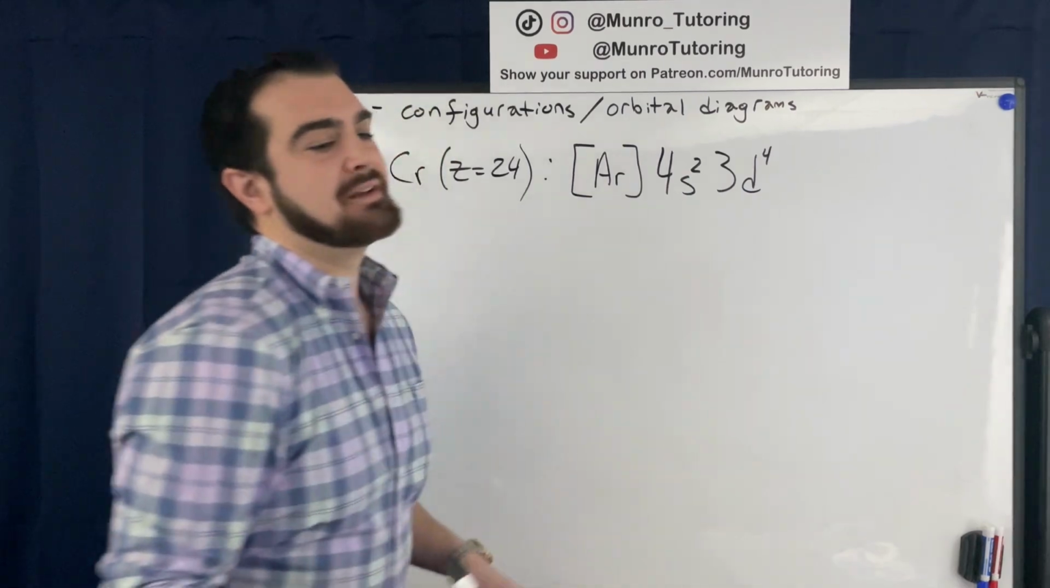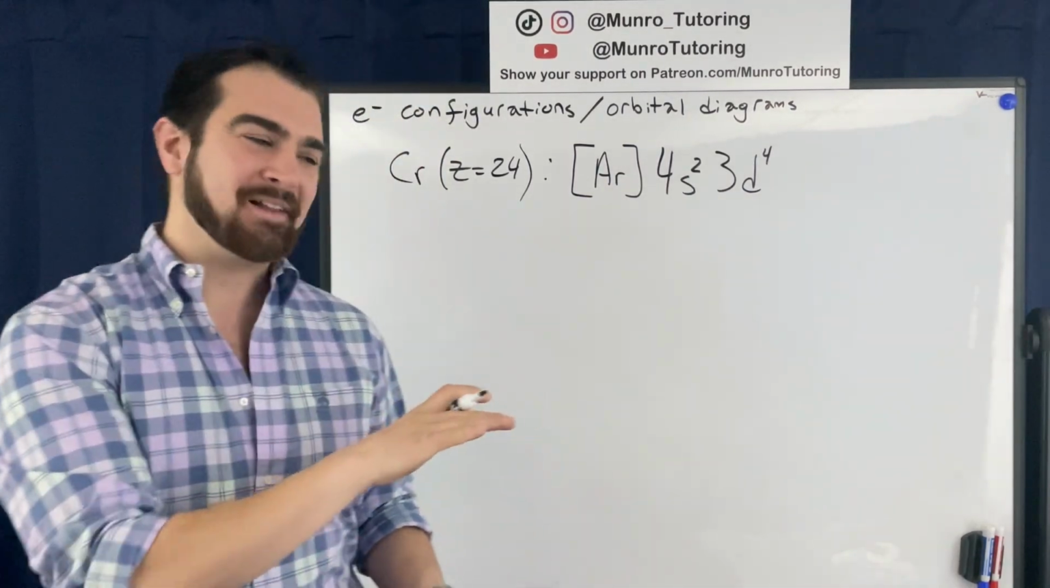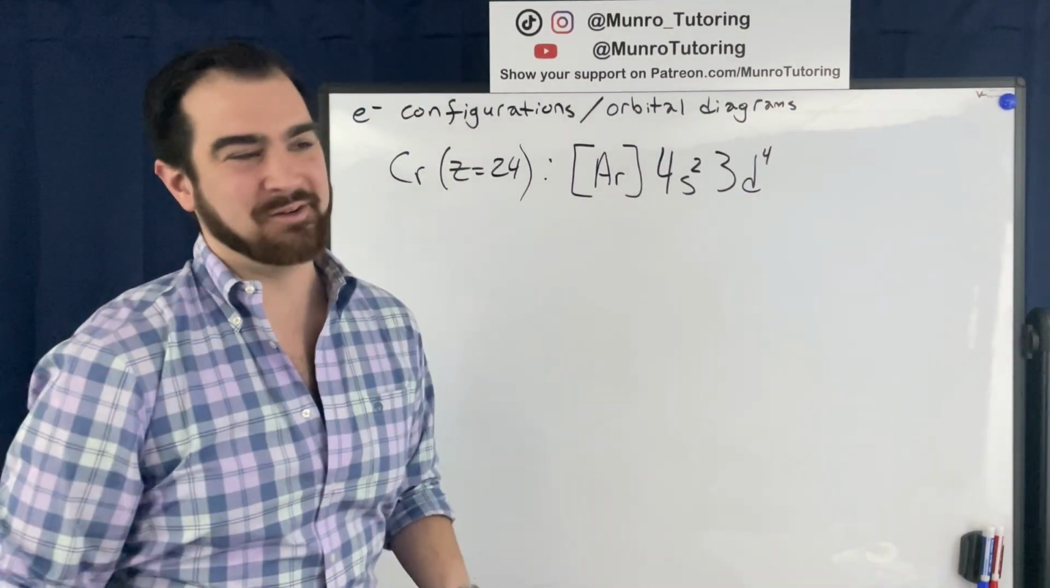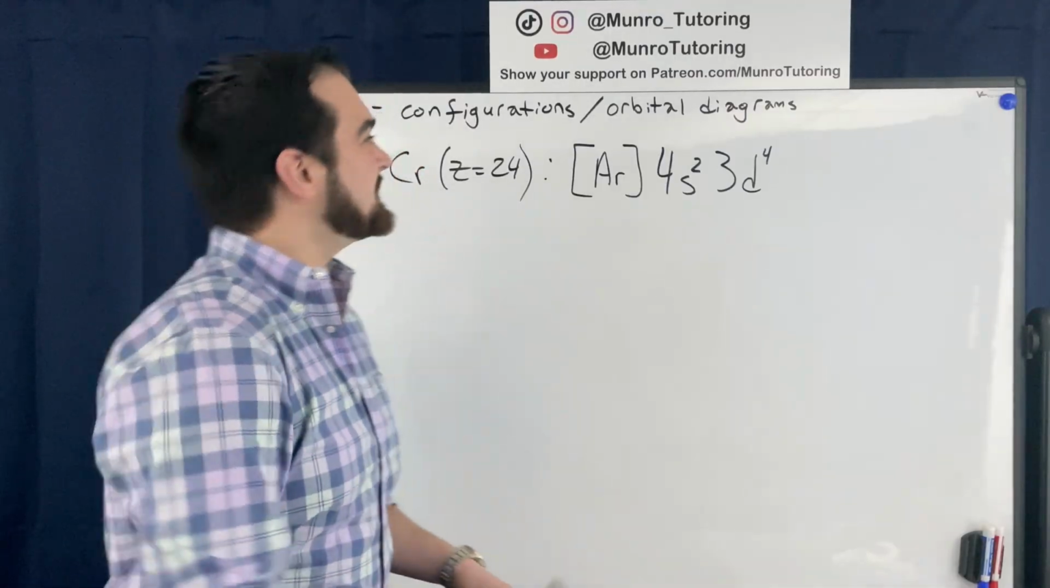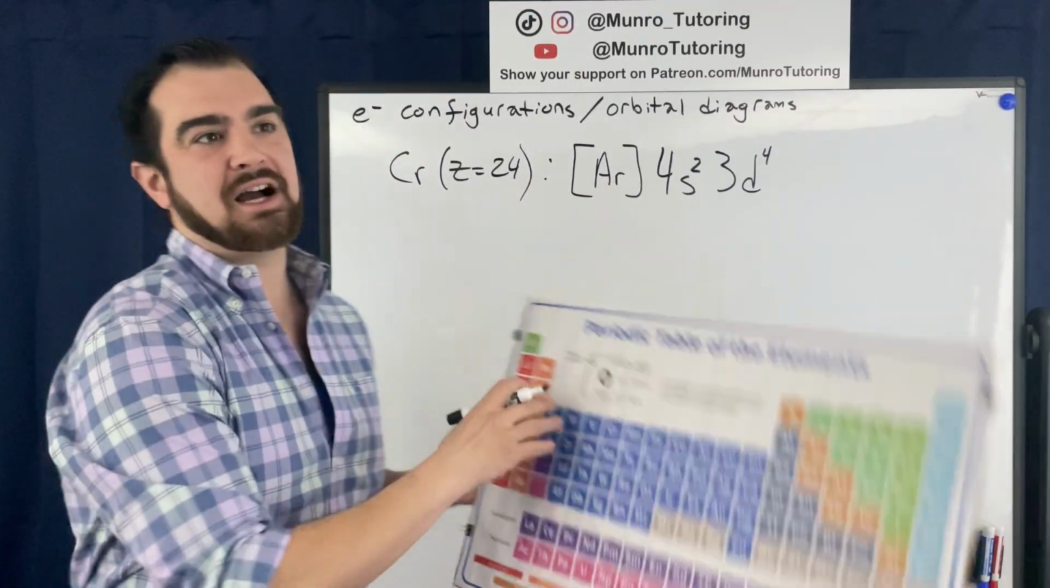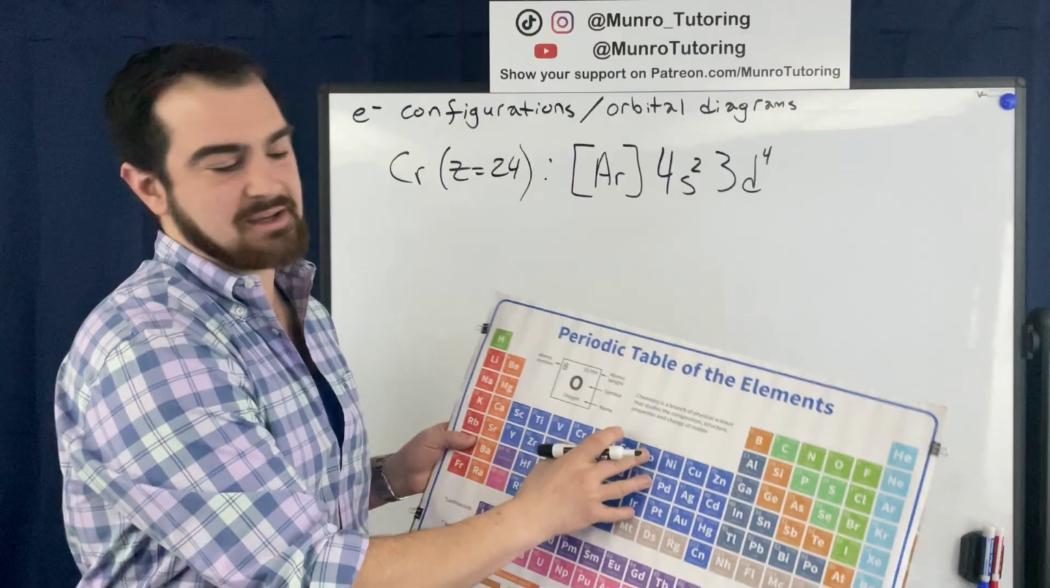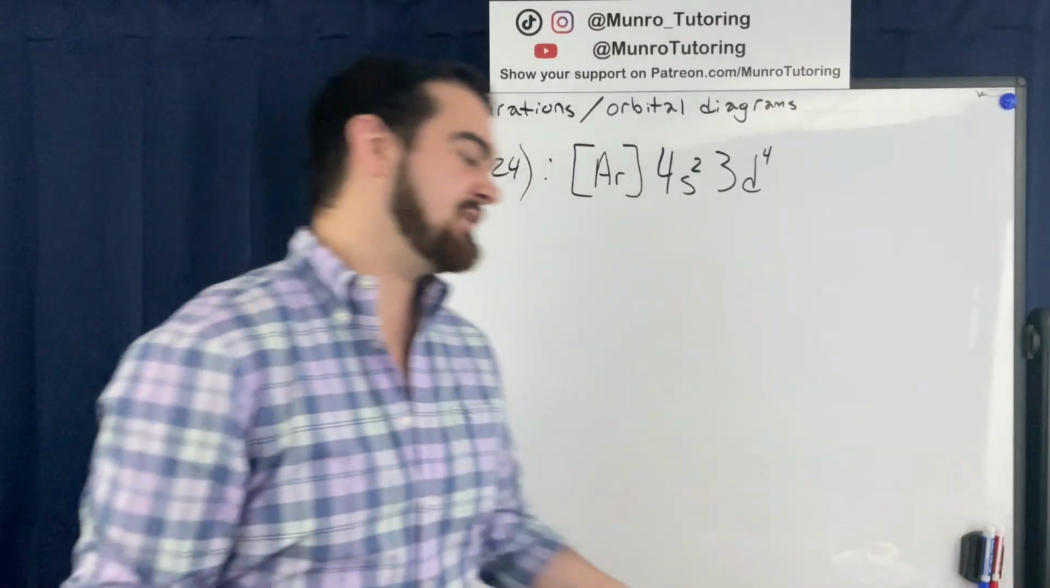Now, this is not going to be our final answer. So if anyone already knows how this goes, just bear with me. This is what we would get by just doing our electron configuration by looking at the periodic table. But now let's look at the orbital diagram.